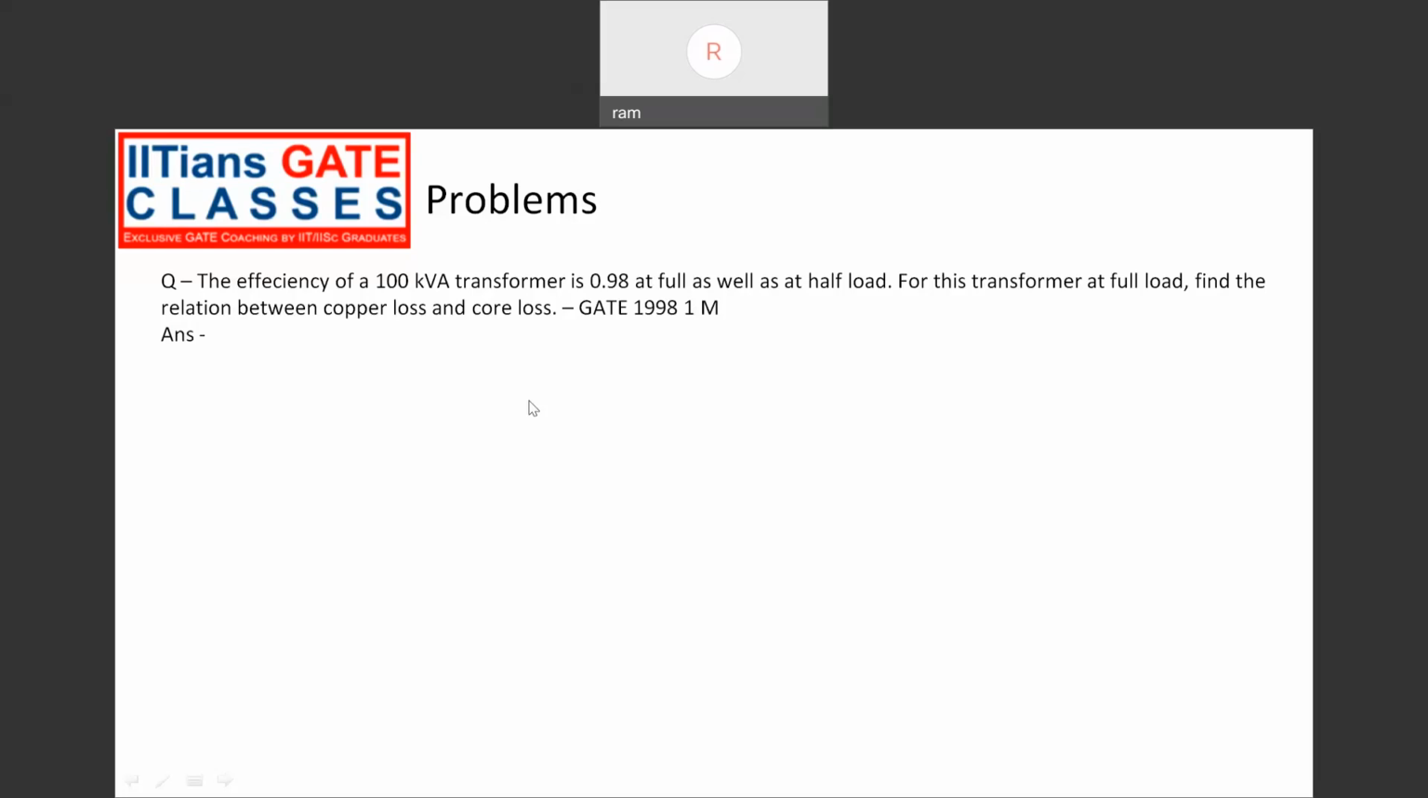The efficiency of a 100 kVA transformer is 0.98 at full load as well as at half load. For this transformer at full load, find the relation between copper loss and core loss.